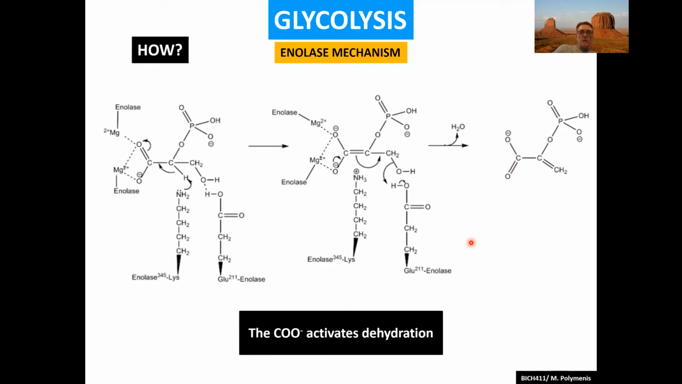So again, anytime you involve these electron movements, the electrons have to go somewhere. So you have to give some groups, some features of the chemistry that facilitate the bouncing of the electrons. In this case, it's the carboxyl group that does it. It's absolutely essential to activate its dehydration.